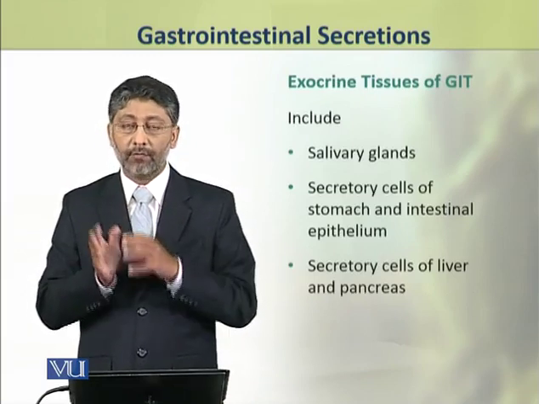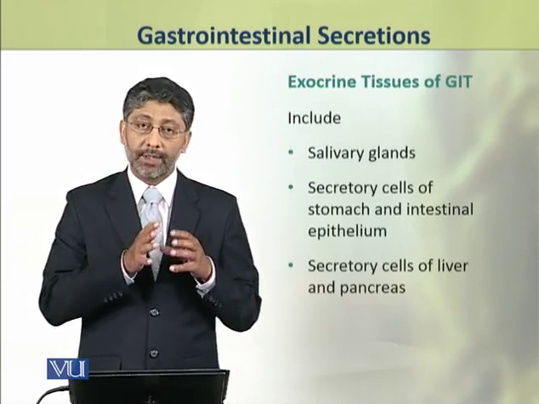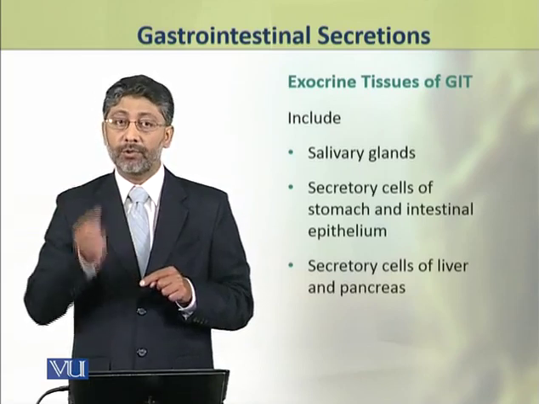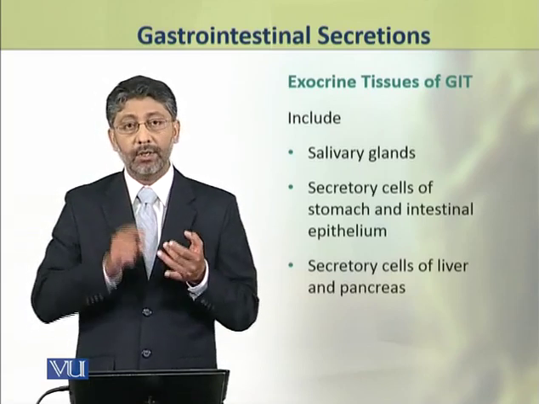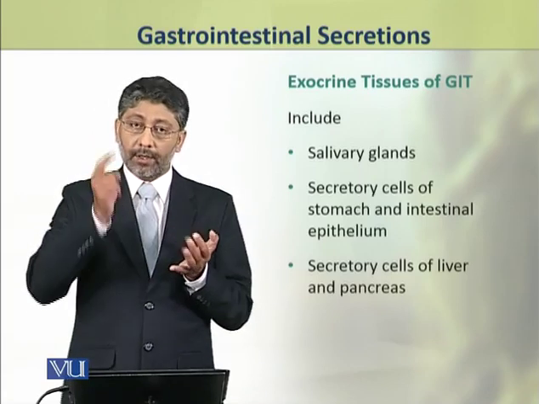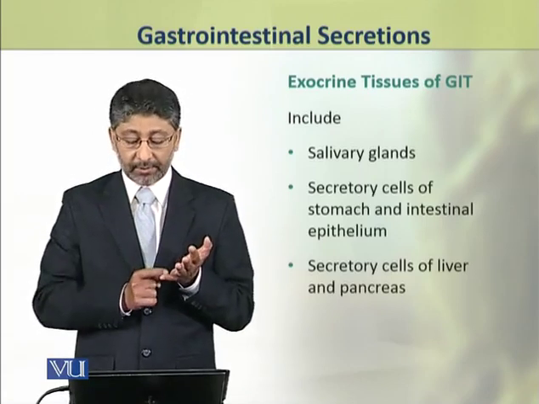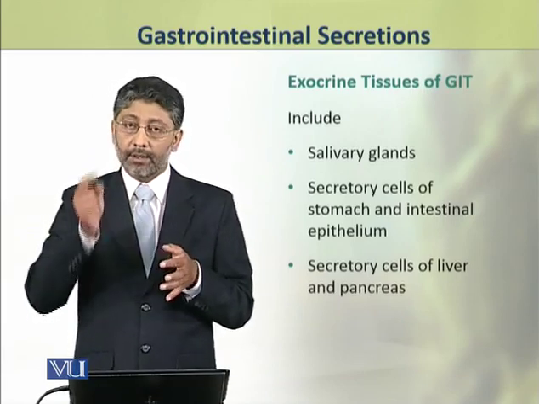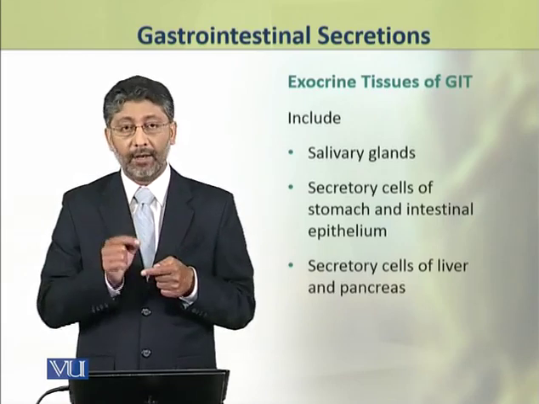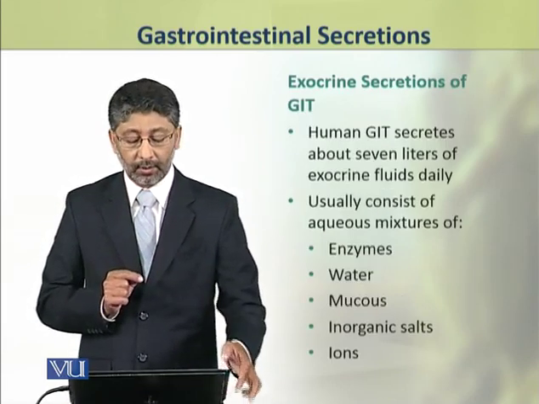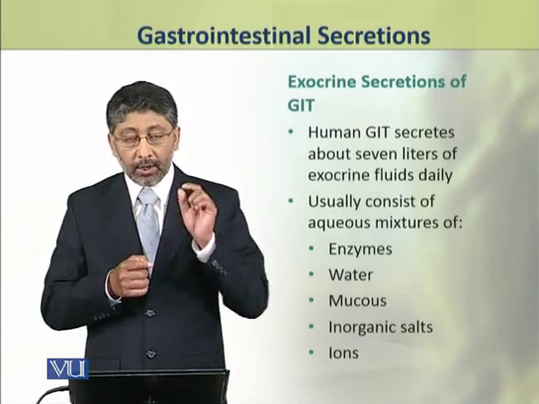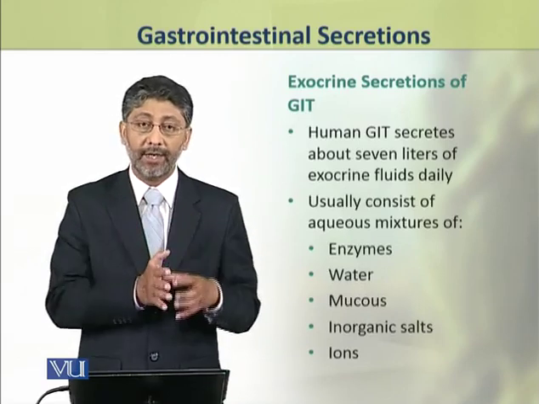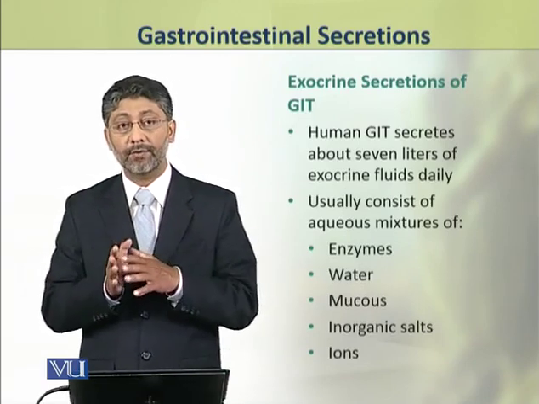Dear students, now we shall discuss the exocrine secretions of the gastrointestinal tract. The exocrine tissues which produce exocrine secretions include salivary glands, many secretory cells of stomach and intestinal epithelium, the secretory cells of liver and pancreas. The human gastrointestinal tract secretes about 7 liters of exocrine fluids in a day.